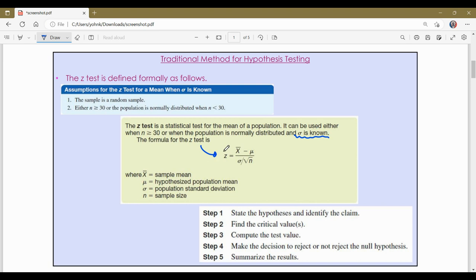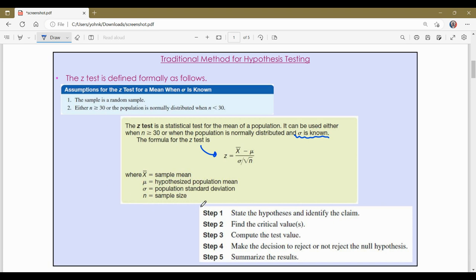Notice that z is equal to x bar minus mu over sigma over root n. So we're taking the sample mean, subtracting the hypothesized population mean, and then dividing by the population standard deviation over the square root of the sample size.